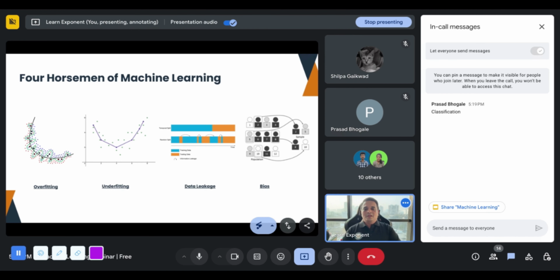All right. Now, not everything is fine and dandy when you're doing machine learning. You have to be aware of these four horsemen, so to speak, of machine learning. So what are these four horsemen of machine learning? One is overfitting, second is underfitting, third is data leakage, and fourth is bias. Each of these is an active area of research, but let me just give you a brief overview.